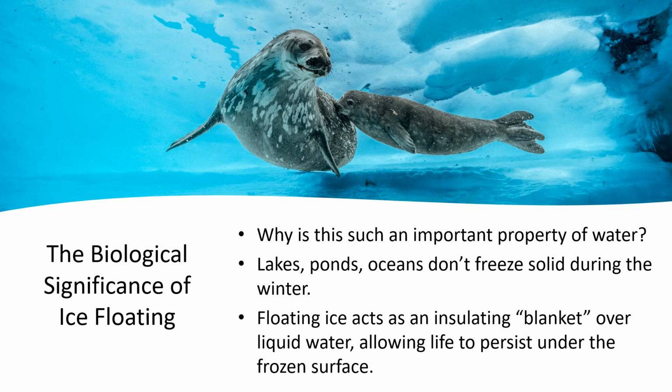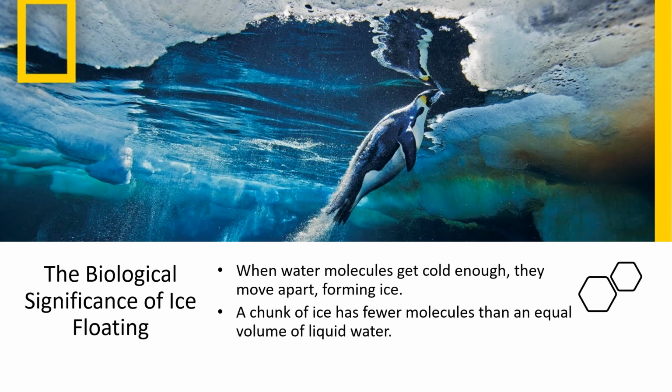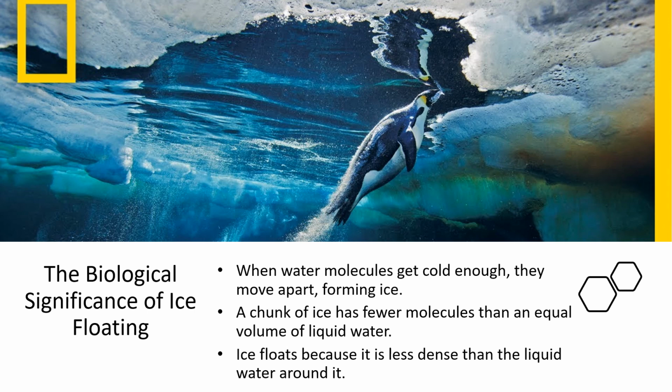Now, why does ice float? When water molecules become cold enough, they form what I like to call an arms-apart formation, where the hydrogen ions are spread out, and the way they arrange themselves in space is spread out compared to liquid form. So when we look at ice, it has fewer water molecules than the same volume of liquid, because the water molecules spread out when they get cold. Okay? Ice floats because it is less dense than the liquid around it.